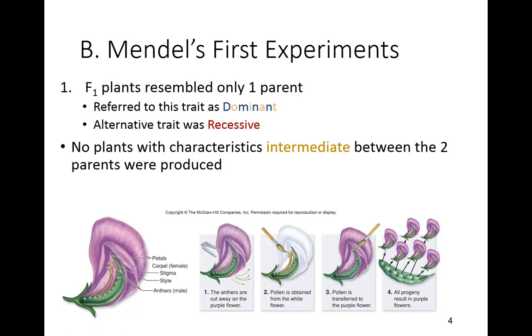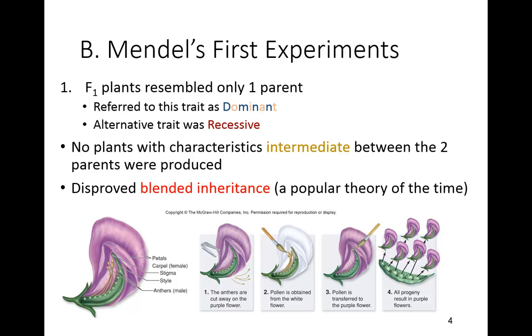And what Mendel found was that no plants had an intermediate trait, so none of them were pink or light purple or anything like that. They were either purple or they were white. And this disproved an inheritance theory at the time called blended inheritance, where all the traits were just kind of blended together, and children were a blending of their parents.